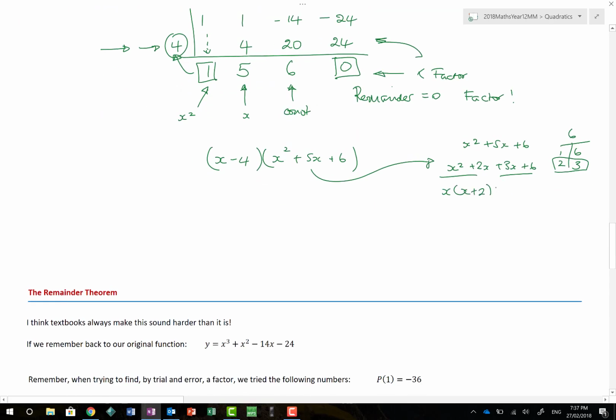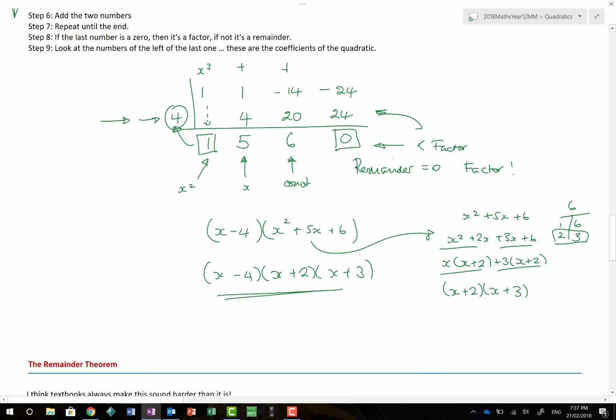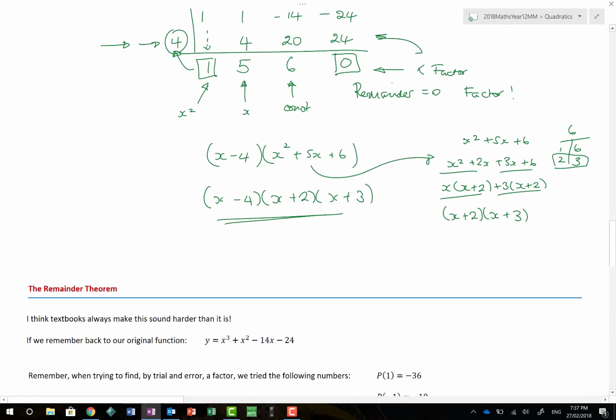x plus 2. Take out plus 3 there. We get x plus 2, which is good. We have a pair of terms that actually have the same thing in it. So we get x plus 2, x plus 3, and so we get x minus 4, x plus 2, and x plus 3, which I'm pretty sure was what we got before. I don't know about you, but synthetic division seems to be a lot easier.